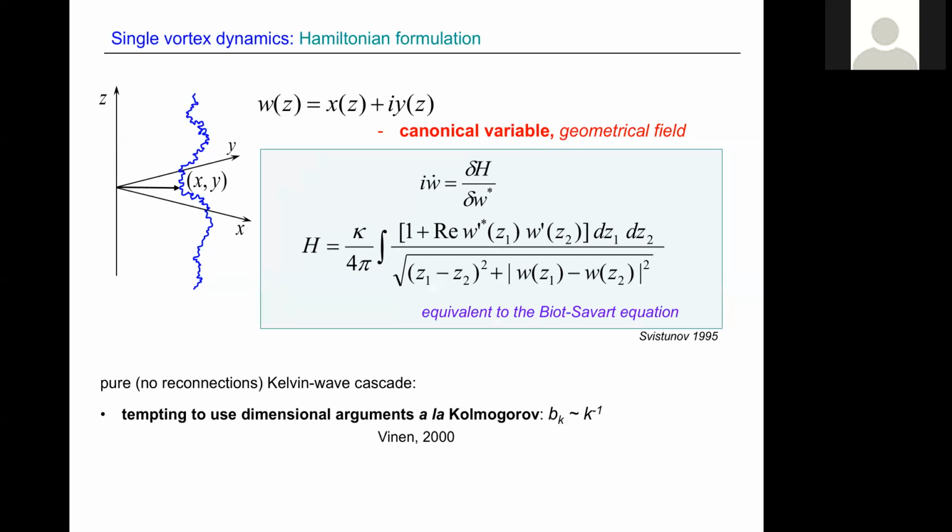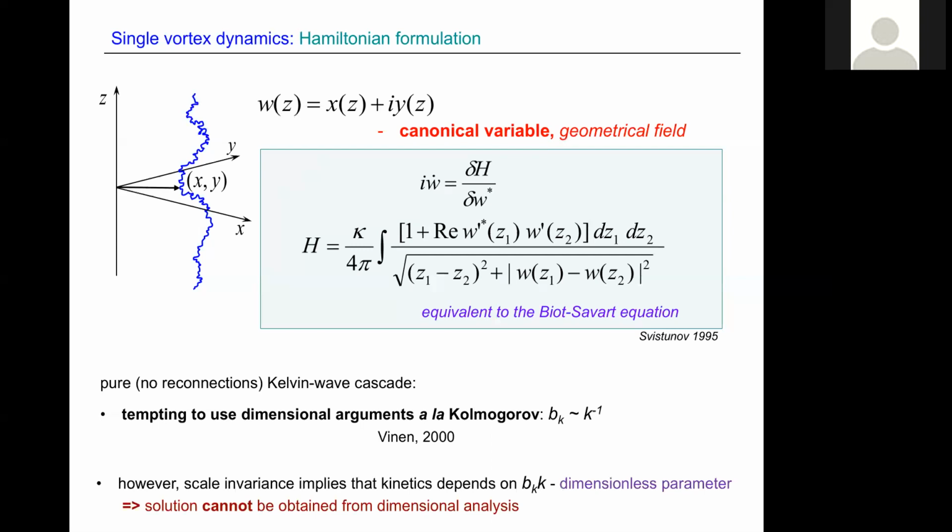Okay? Right. The point I want to make is quite important: this dimensional argument actually does not work, because all the kinetics depends on a purely geometric dimensionless parameter. If you consider the scale-invariant regime, the scale invariance naturally leads to the fact that the dynamics must depend on the ratio of the amplitude to the wavelength. So you actually have to solve the kinetic equation to be able to figure out what the spectrum is.